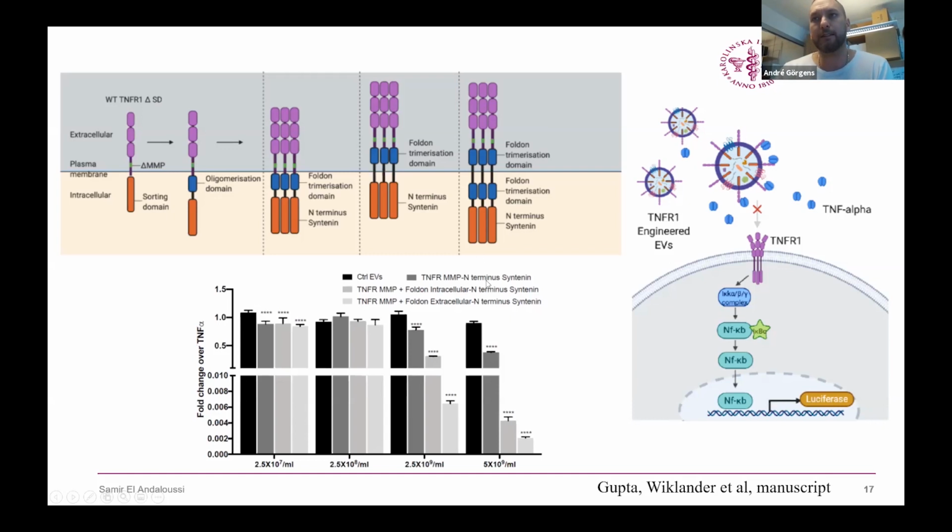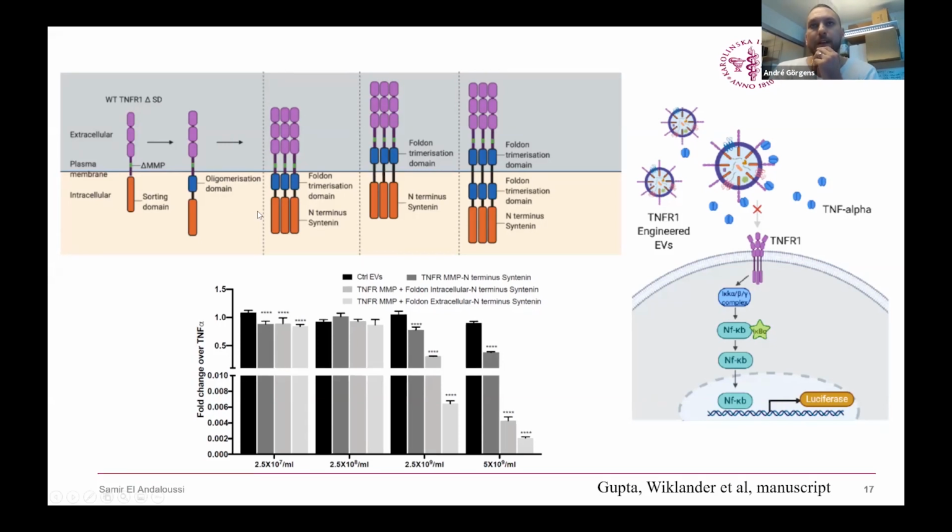However, if we now take one where we have taken the TNF alpha receptor, mutated a matrix metalloprotease cleavage site that is outside in this genetic construct, and put an N-terminal syntenin sorting domain on these EVs, we start seeing a dose-dependent reduction in TNF-induced signaling.